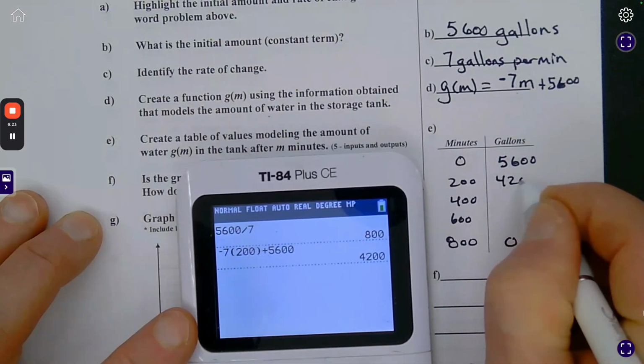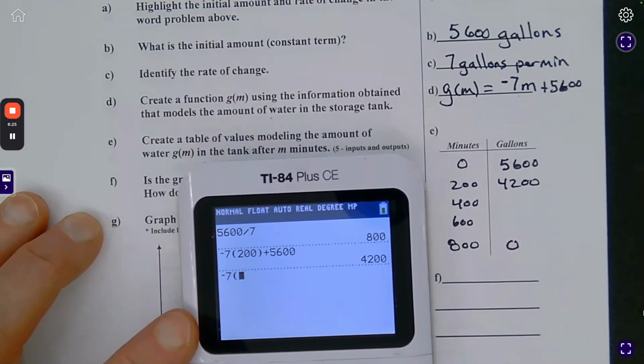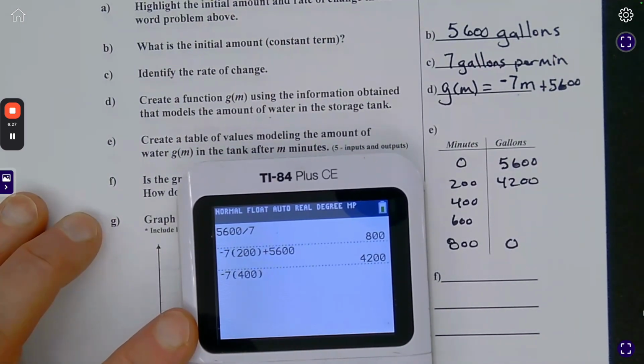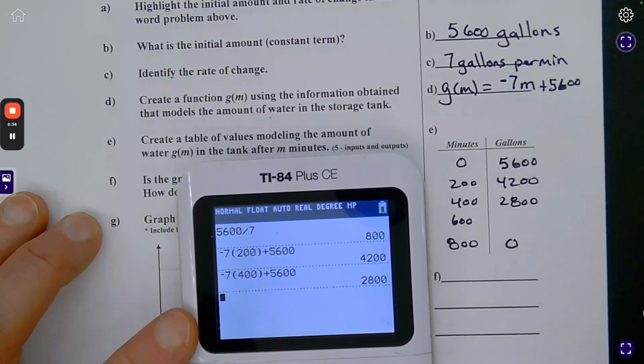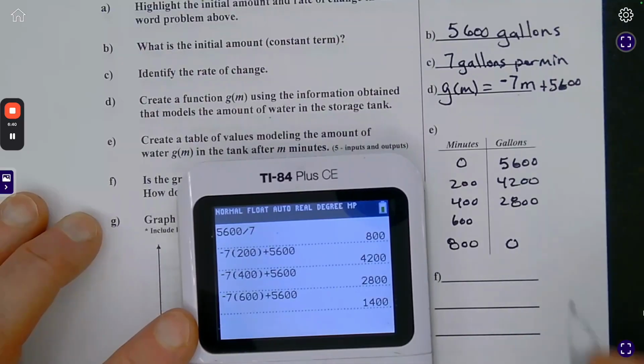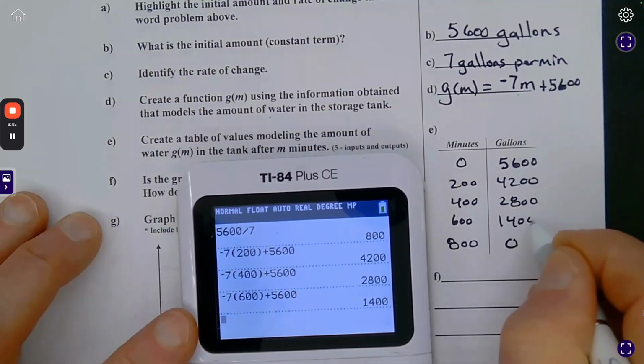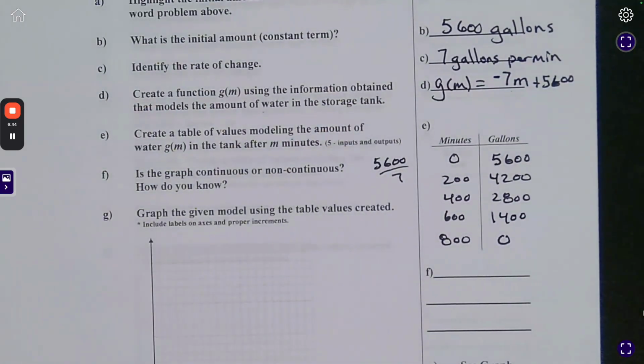4,200. I'm going to do it again. That's 2,800 gallons. I'm going to do it again. That's 1,400 gallons. All right, that's the end of that.